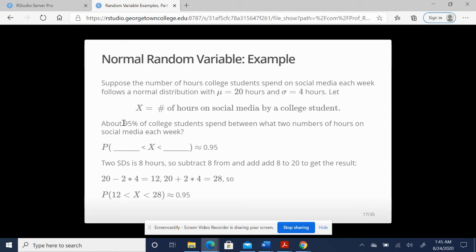So 95%, 2 standard deviations, okay? So that would be 20 minus 2 times 4, which is 8, so that would be 12. And 20 plus 2 times 4, which would be 28, okay? So we see the work happening down here. So the probability that we randomly select a student who spends between 12 and 28 hours on social media is 95%.